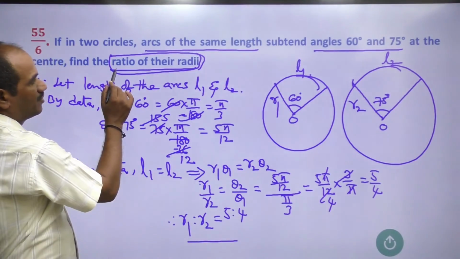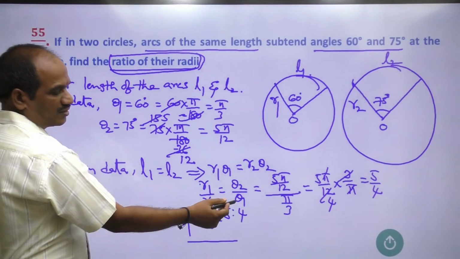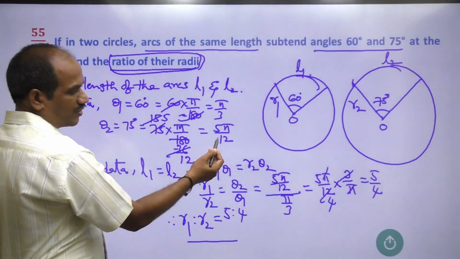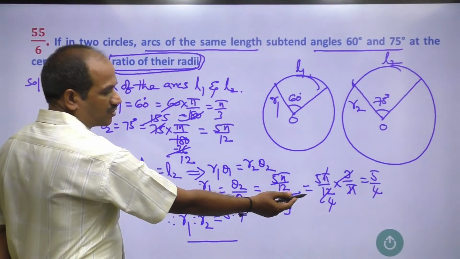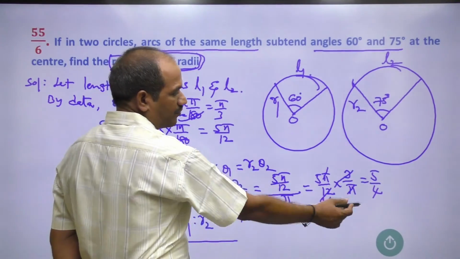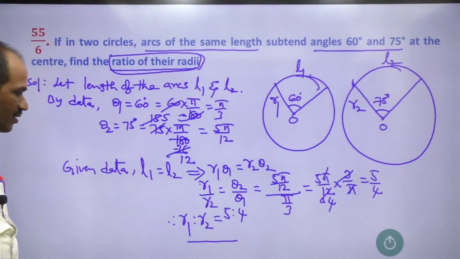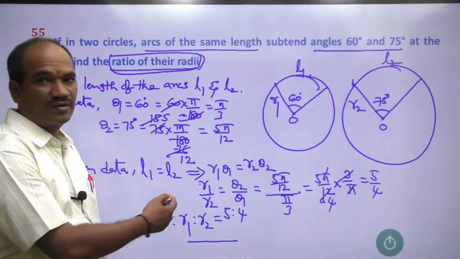So find their ratio. R1 by R2 is equal to theta 2 by theta 1. Theta 2's value is 5 pi by 12 divided by pi by 3, so take the reciprocal. Pi gets cancelled, and 3 goes into 12 four times. So that is 5 by 4. Therefore R1 is to R2 is equal to 5 is to 4. Practice this question one time.